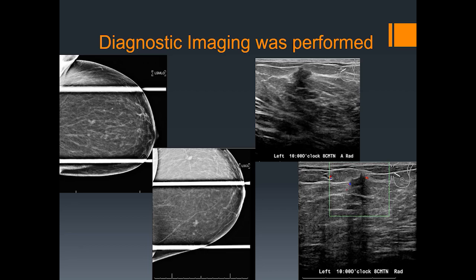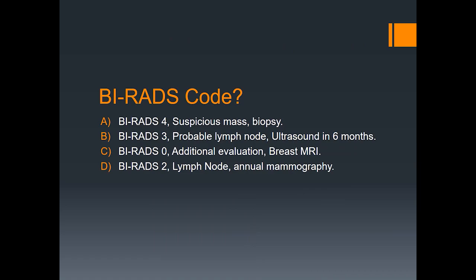From here, we consider a BI-RADS code based on our diagnostic imaging. In this case, which BI-RADS code would you suggest? BI-RADS 4, a suspicious mass. Biopsy is recommended. And I think you can understand why the rest of those are not appropriate based on various considerations of BI-RADS codes.